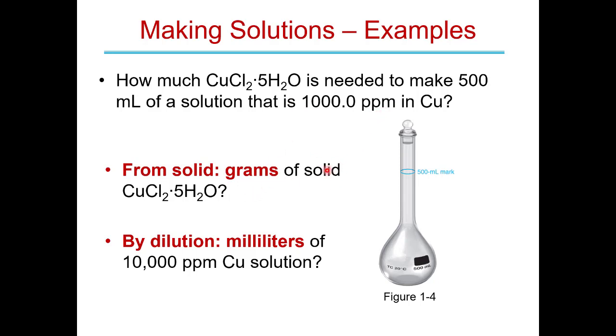So the way that we make solutions precisely and accurately is we use this device called a volumetric flask. We'll be using these in lab this week. But these are used to contain a fixed volume. So for example, if we're measuring out the solid, what we would do is weigh out a certain number of grams that are going to get us to this ppm value.